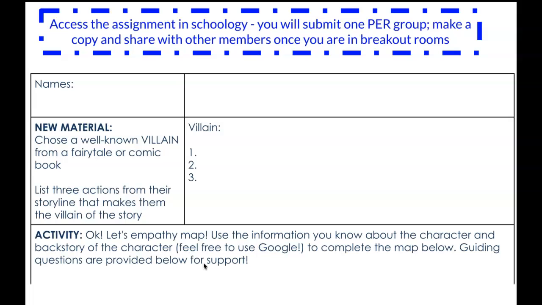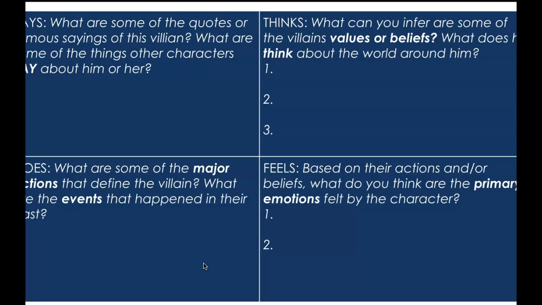You're going to think of a villain, and then you're going to empathy map that villain. What are some of their famous quotes or things that they said or other things that other characters said about them, based on how they behave, based on what you know about them? What can you infer are some of their values and beliefs? What do they think about the world around them? What are some of the major actions or events that define them? Some of the ways that they behave, what they do in their day, and what feelings do they have?